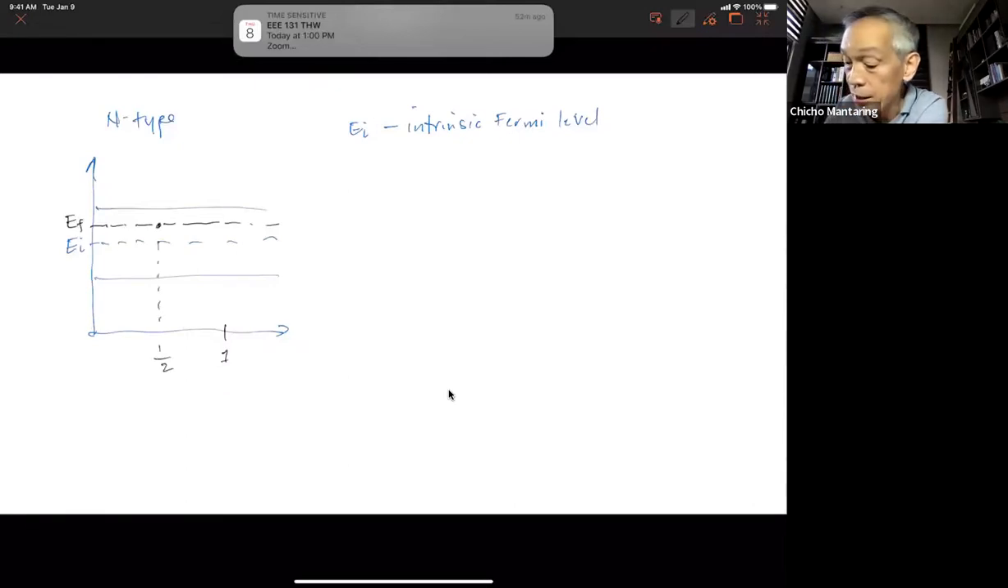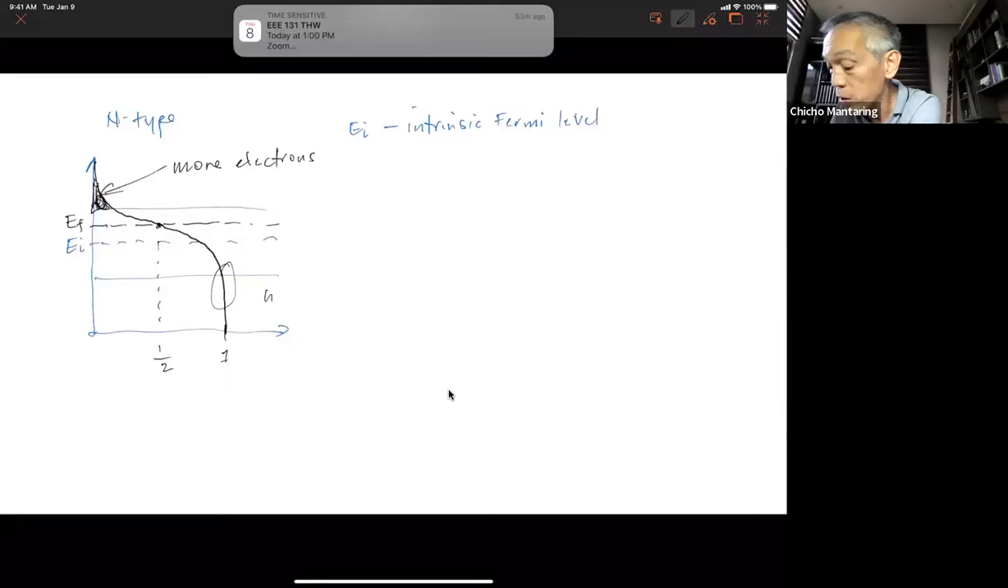Okay, at 0 degrees Kelvin, of course you're going to see again this one, but at a particular temperature, you're going to see this. And here you now have more electrons. Your Fermi energy went up, and now you have more electrons. But notice you still don't have any holes. Here you have no holes.